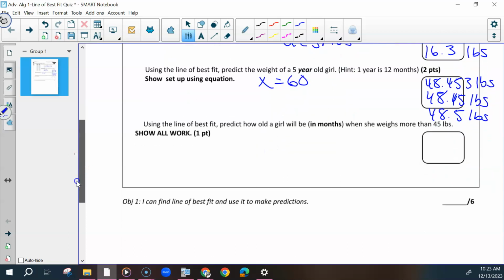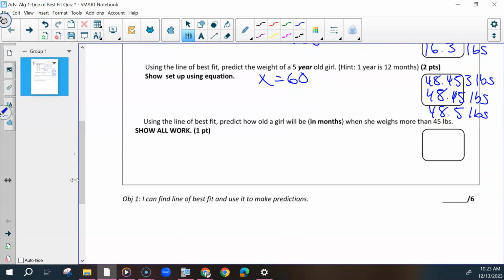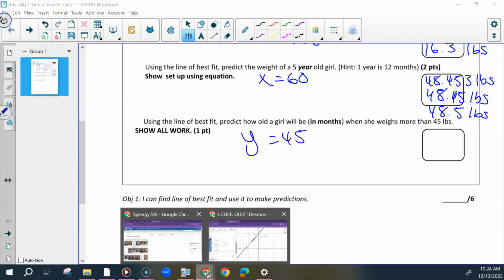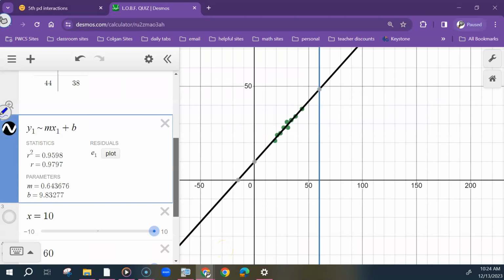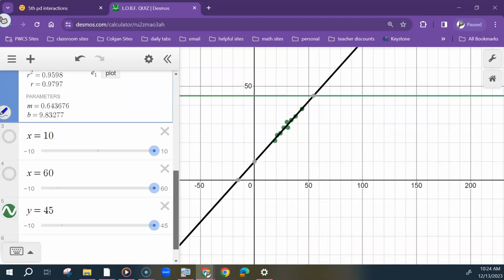And then in the last one, it's now asking how old will the girl be if she weighs more than 45. So in Desmos, you would put in y equals 45, find where those two lines cross, and I accepted a few different answers for this one. Because 54.635 is exactly at 45, I accepted that anyway. 54.64 would be a little over 45, and it does say more than 45, so I accepted that one.